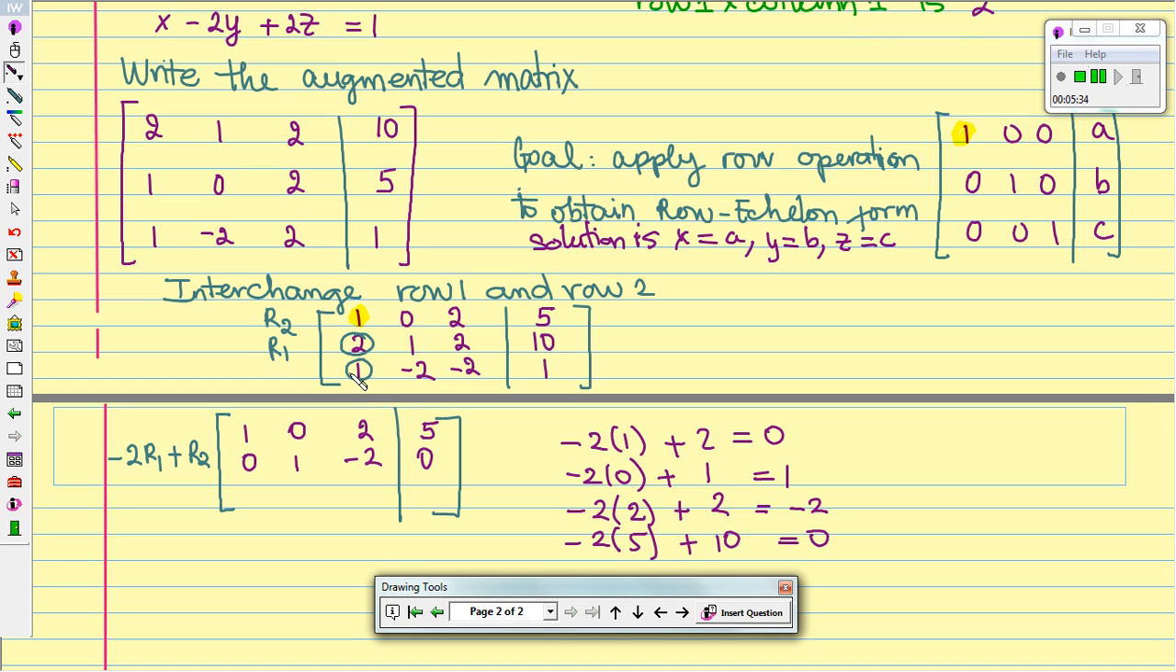Now let's go take care of the next 0 in column 1. To make it become a 0, you will take your row 1. So you can see what I'm doing here. I focus on my row 1. I'm going to take my row 1 minus row 3, so that will be the new row 3.